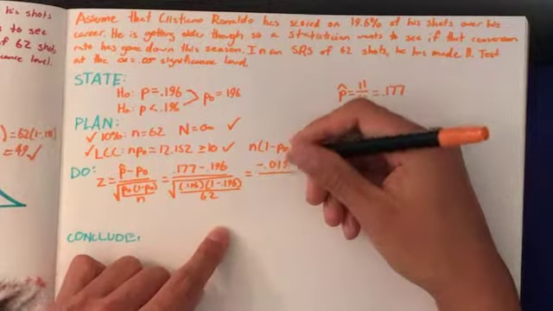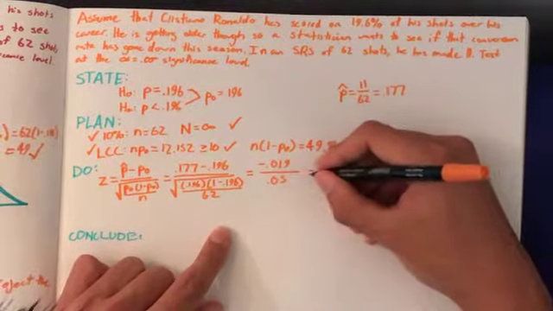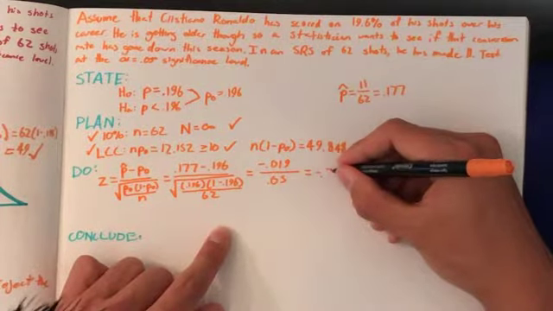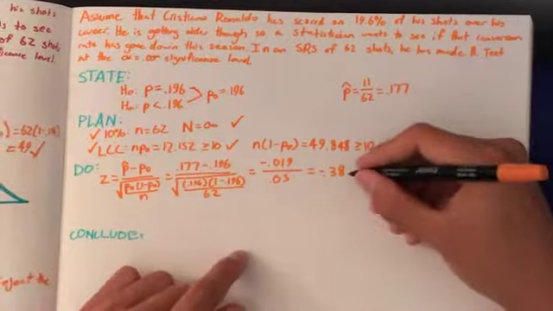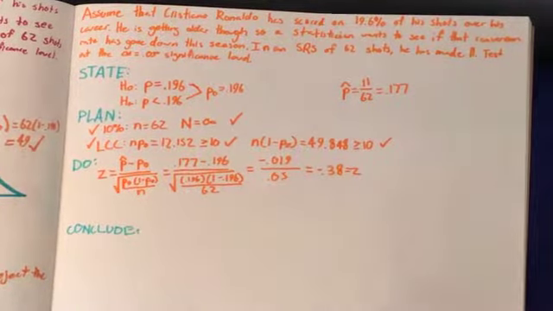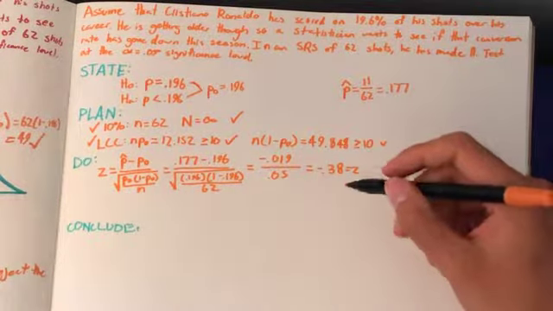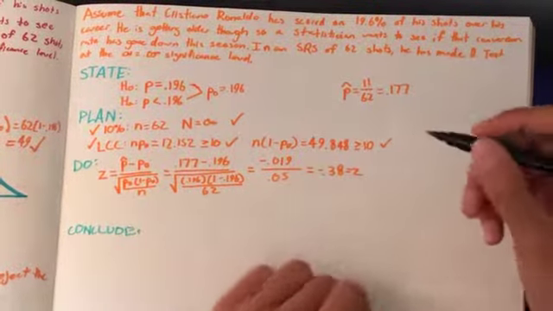And from some previous math that I did, we get 0.05 here approximately, which simplifies to negative 0.38. So we found our z. This is a z. Don't forget that. So now what we have to do is find the p-value, and the p-value represents the probability that we get something as or more extreme than this.